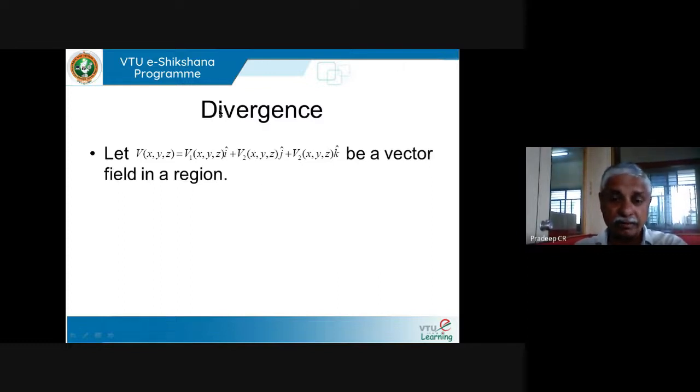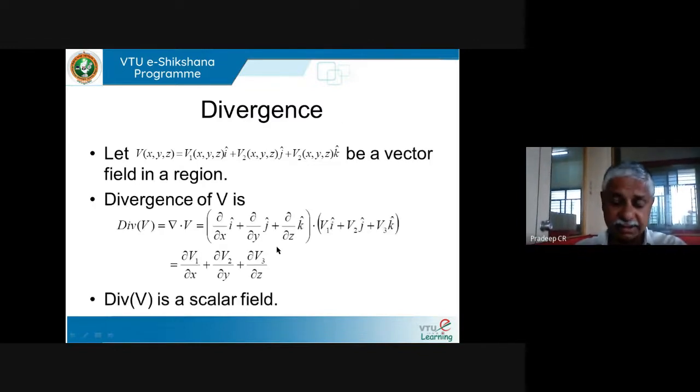Now, I want to talk of the divergence of a vector field. I will not tell you the physical interpretation, I just tell you the definition. Divergence of V is to be thought of as nabla dot V. Remember, what is nabla? Nabla is this operator, del by del x i cap plus del by del y j cap plus del by del z k cap. So nabla is this, V is this vector field.